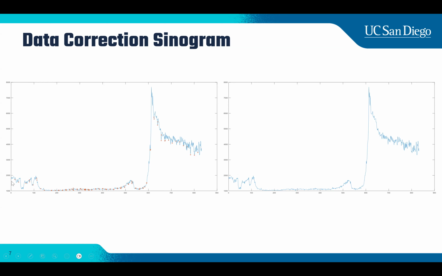So here is the sinogram. I mark all of them and interpolate all those points again. On the right is the corrected version. You can see some peaks are removed, but this one is not as obvious as the air scan. But still, this correction is very essential to create a better image.